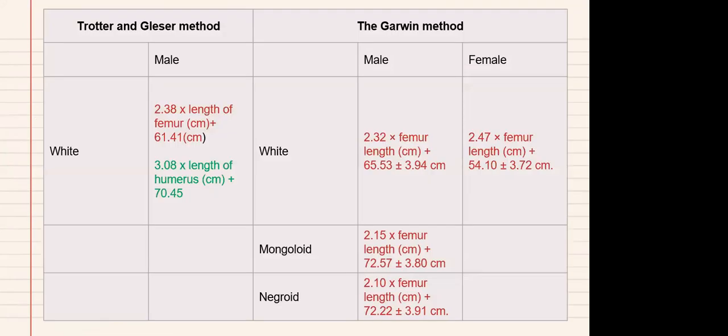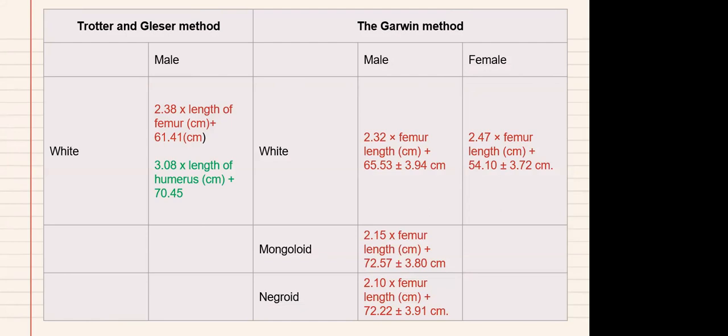Okay, so the femur and humerus are two of the largest long bones in the human body. They occur singly in the upper part of the limbs. The femur is the long bone of the upper leg, whereas the humerus is the long bone of the upper arm. So we have here two methods, the Trotter and Glesser method and the Garwin method.